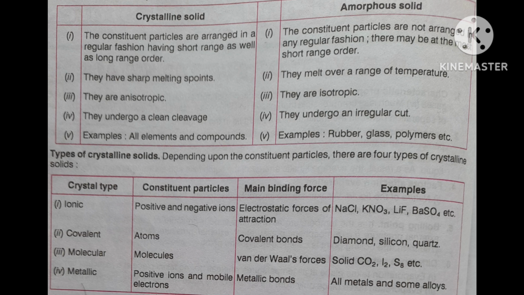And what are the examples of metallic solid? The examples are very common. You know all metals and some alloys: iron, copper, aluminum, whatever you know, all metals, and some alloys. Now the next term I am going to discuss is Bragg's equation. A question on Bragg's equation is often asked.